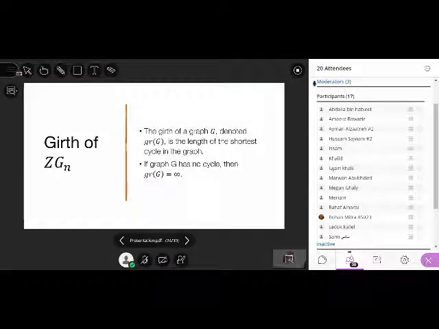Now we go to girth. The girth of a graph G, denoted by gr(G), is the length of the shortest cycle in the graph. So if we take all of the cycles in a graph, the girth would be the shortest one of them. If a graph G has no cycle, for example if it is a star, as I showed you, or something called a tree, then we say that the girth is equal to infinity.